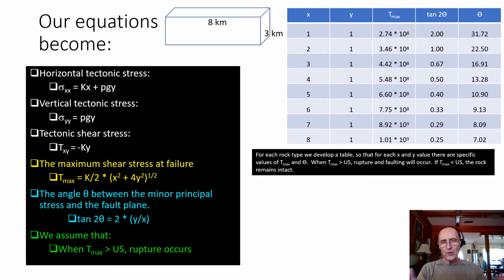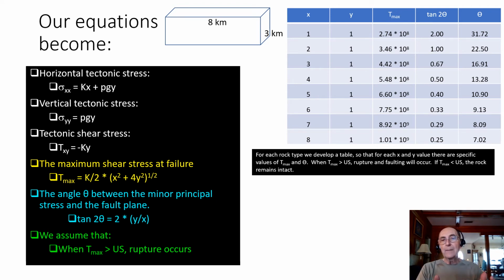Once we have our boundary conditions, we can write our equations for the horizontal tectonic stress, the vertical tectonic stress, the tectonic shear stress, and two very important equations would be the equations of the maximum shear stress at failure and the equation for the angle theta, theta being the angle between the minor principal stress and the fault plane. A major assumption is that when tau max, the maximum shear stress, is greater than the ultimate strength of the rock, the rock will rupture and the faulting will take place.